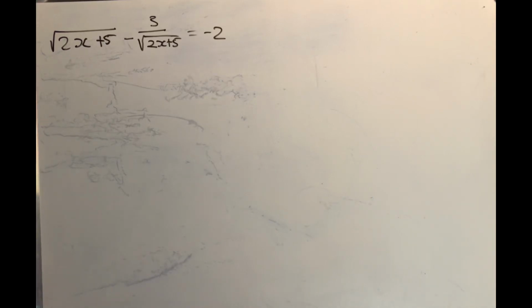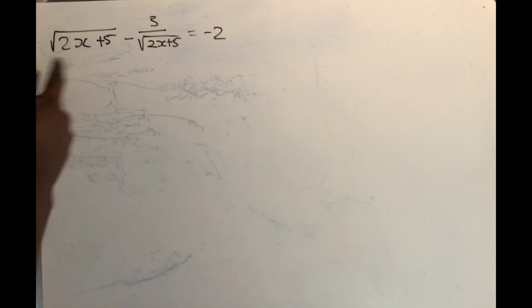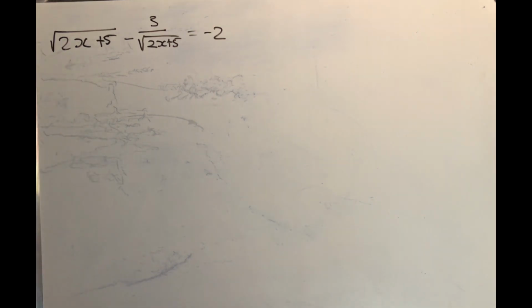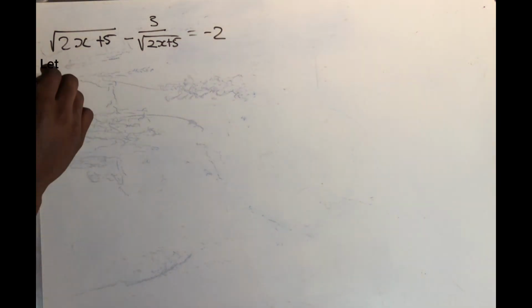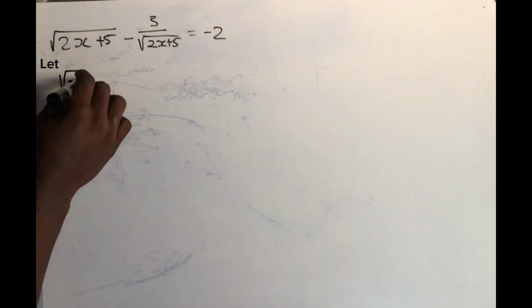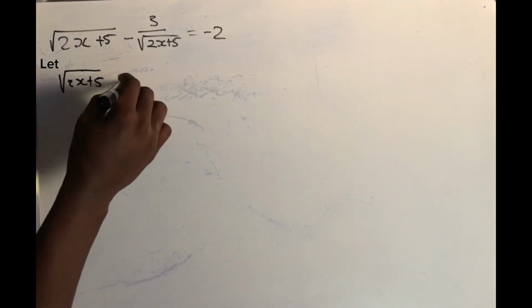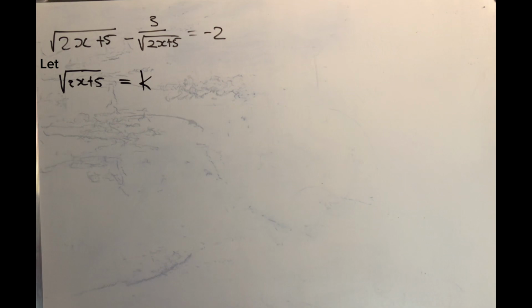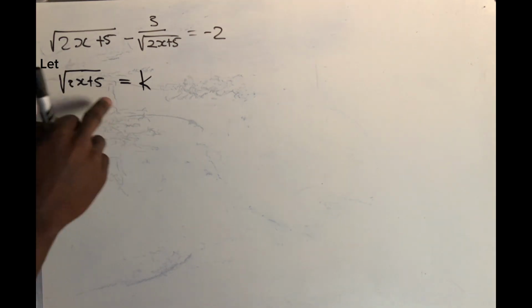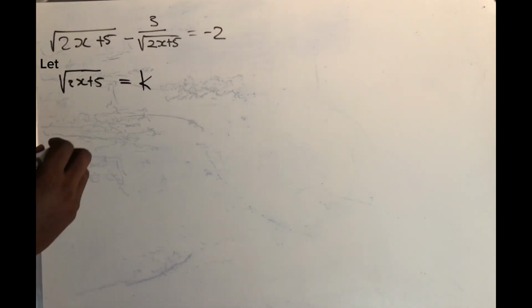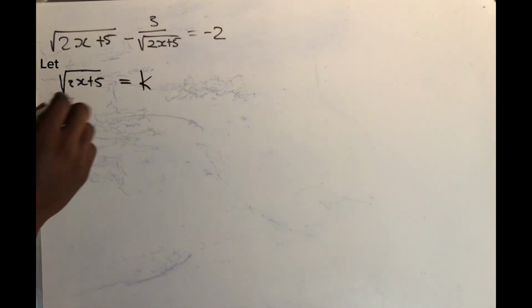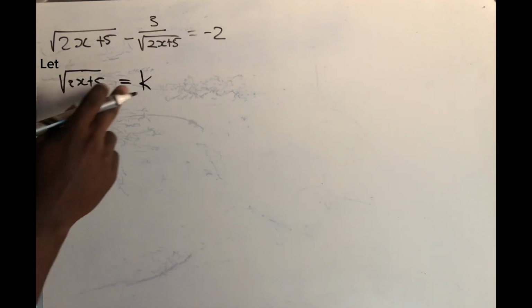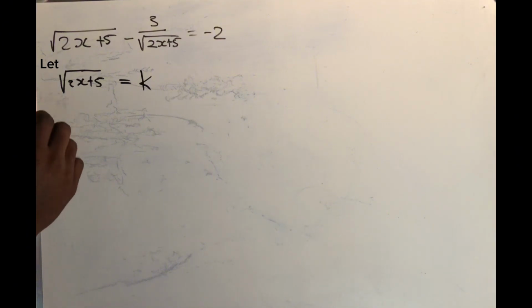Okay, let's quickly solve for x in this case. We can see that the square root of 2x plus 5 is repeating in itself in this equation. To make things easier, we take the square root of 2x plus 5 and make it k. Now instead of the square root of 2x plus 5, we put k. Let's rewrite the equation with k.